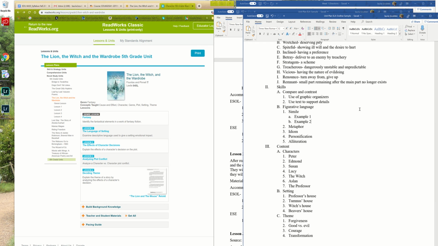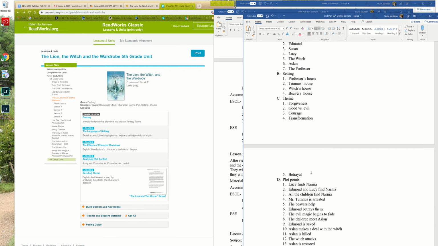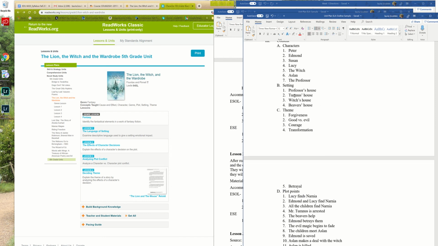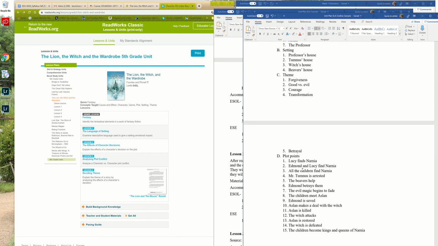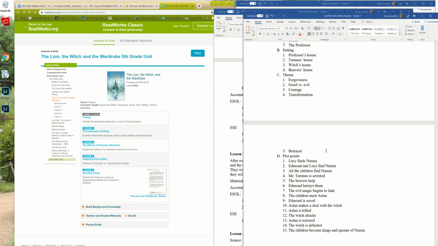With my standards that I have selected, I'm looking at literary elements, character, setting, theme, plot points. These are the specific details I'm going to expect my students to learn: the main characters. I'm going to expect them to learn the setting. I'm going to expect them to be able to describe and explain these 5 themes. And then these are the main plot points of things that happen in the story. All right, so that's the specificity of what I'm looking for when it comes to developing your outline.